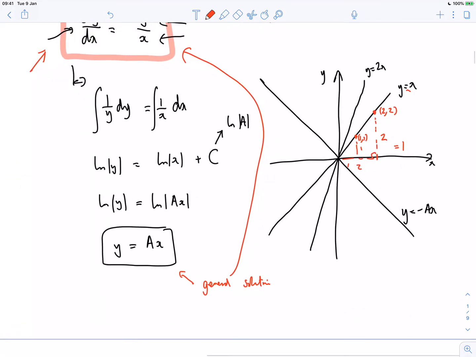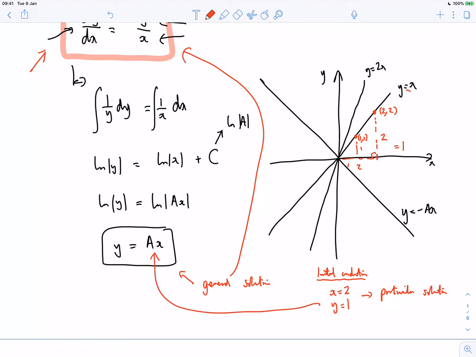Now, if I knew a certain initial condition or a boundary condition such that when x equals 2, y equals 1, then this would give a particular solution, and we'd know exactly what this constant a was. For example, when y is 1, this equals a times x, which is 2. So 2a equals 1, so a equals a half. So the particular solution would be y equals a half x.